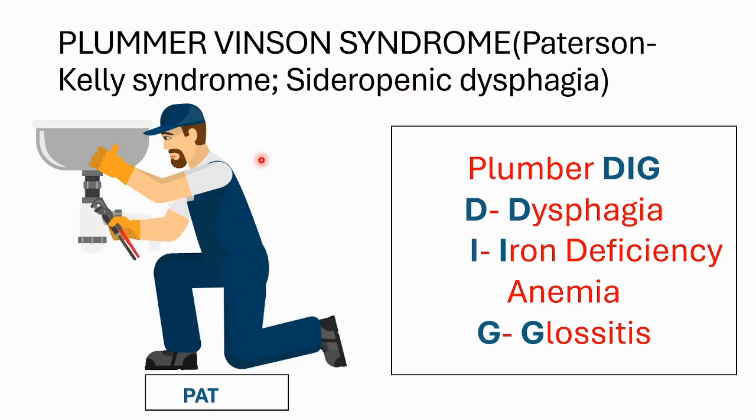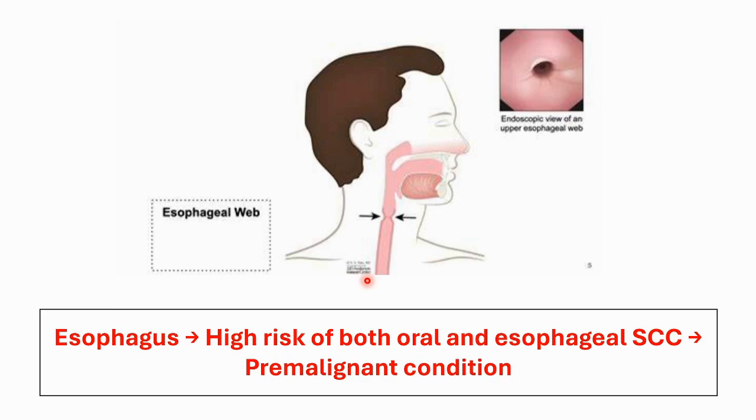So think of it like this. We know the job of a plumber is to dig. So the plumber digs, and the name of the plumber was Pat. So here Pat can remind you of Patterson-Kelly. So talking about dig, the D stands for dysphagia, I stands for iron deficiency anemia, and the G stands for glossitis.